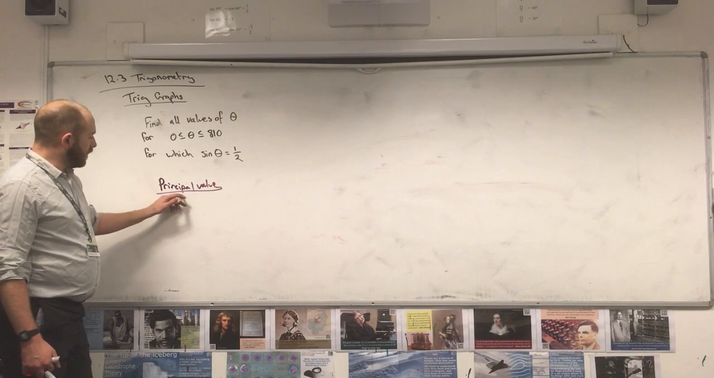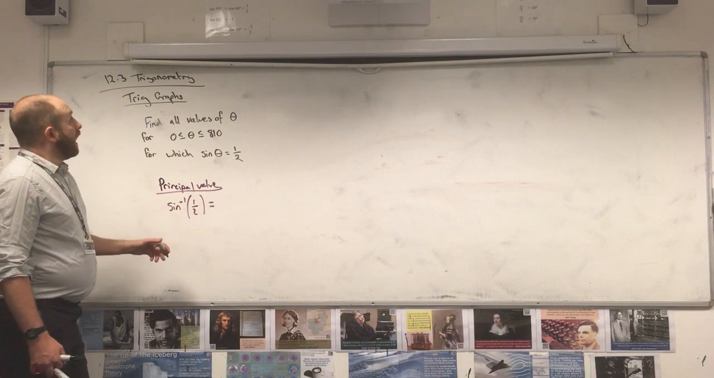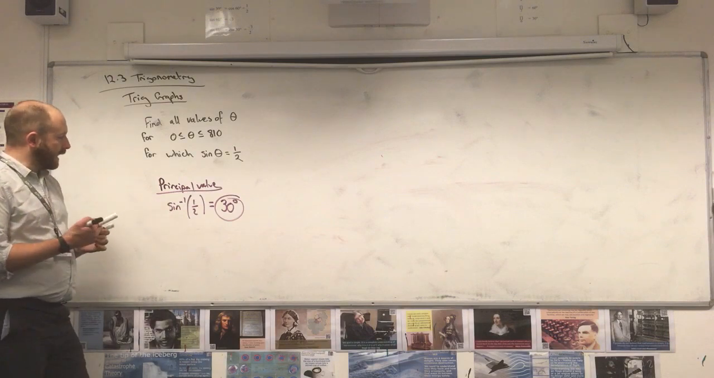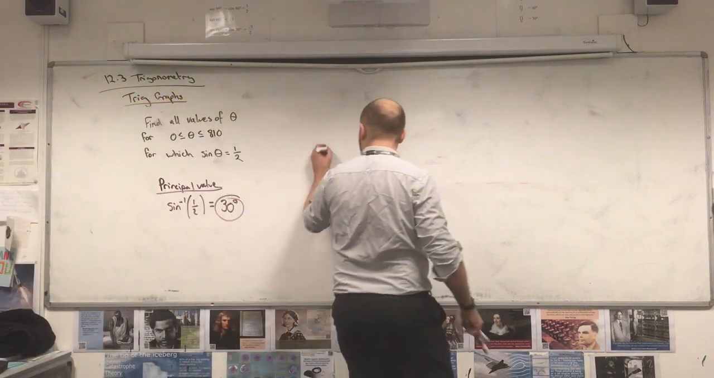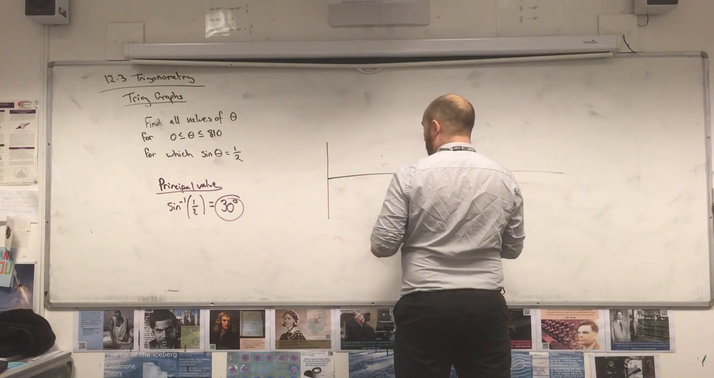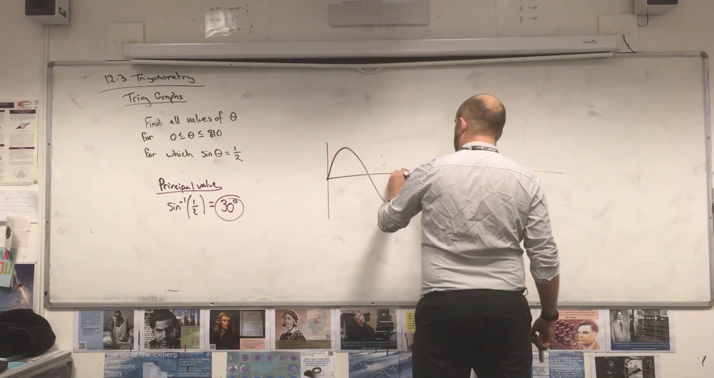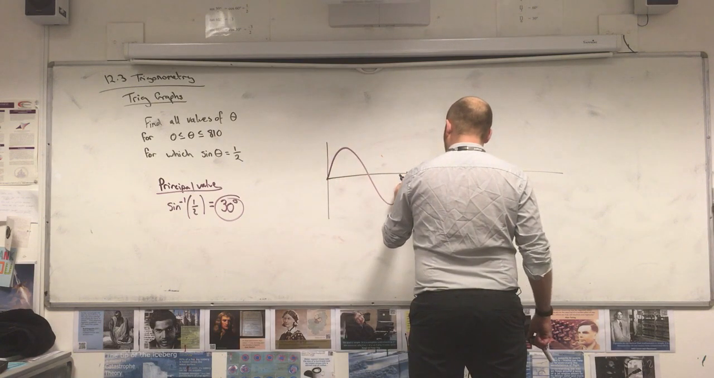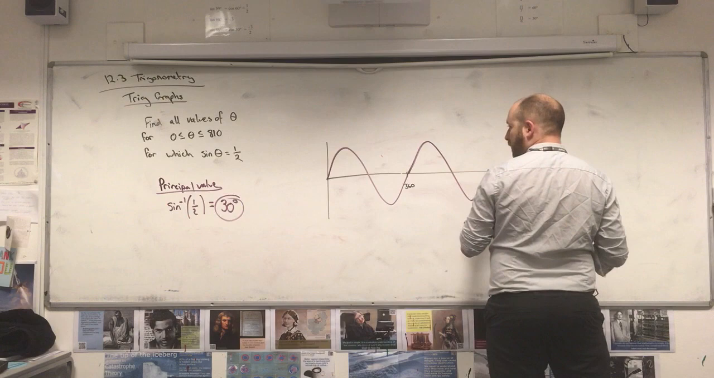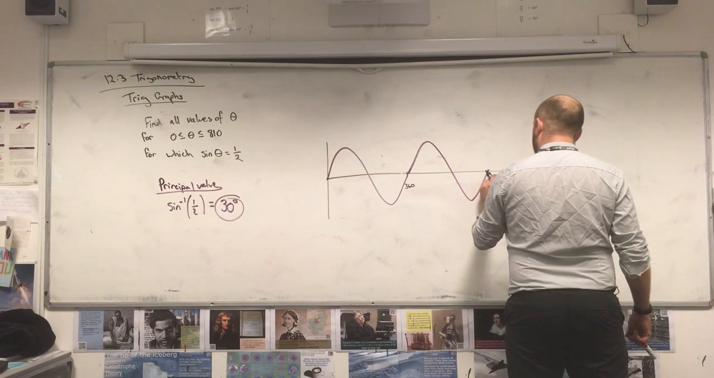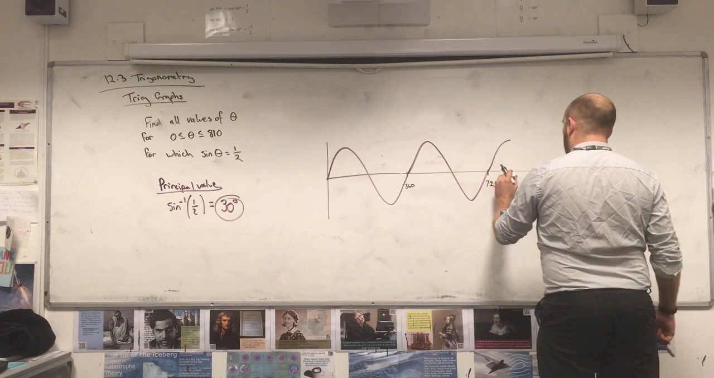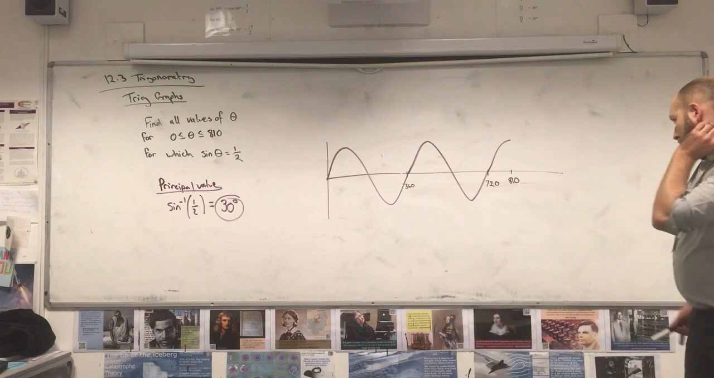So you do arc sine of a half, and that's going to give us 30 degrees. So our principal value is 30. We want every corresponding value that is the same as 30. So I'm going to sketch sine from 0 to 810. Bear with me. So we're going to get, that's up to 360. That's going to take us up to 720. And then another 90 degrees will take us to 810.